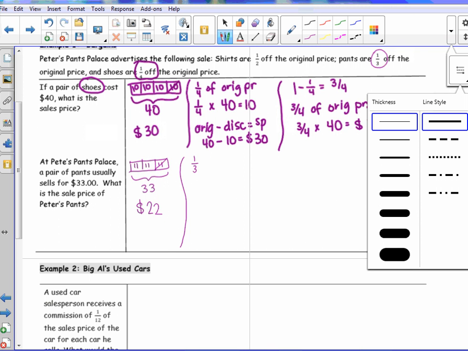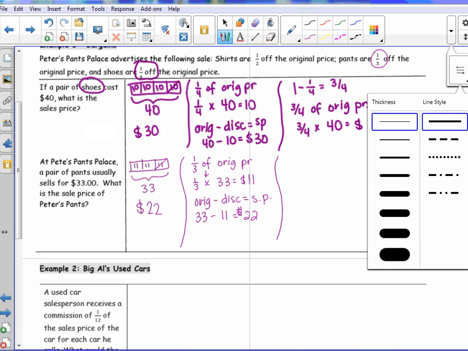So first we'll find 1/3 of the original price, and 1/3 of means to multiply. The original price was $33. Calculate that answer, and you'll get $11. And that's how much you're going to save. Next, we'll subtract it. We'll take the original price, we'll subtract the discount, and that will give us the sale price. So the original price was $33. The discount is $11, and the sale price is $22.